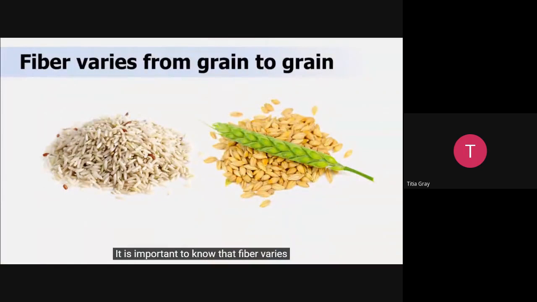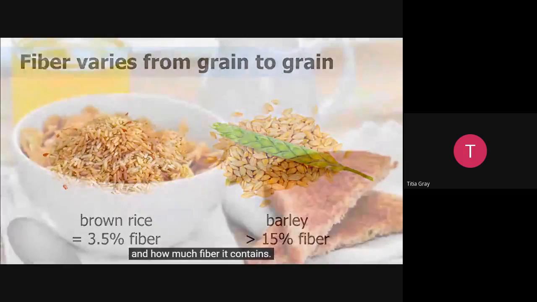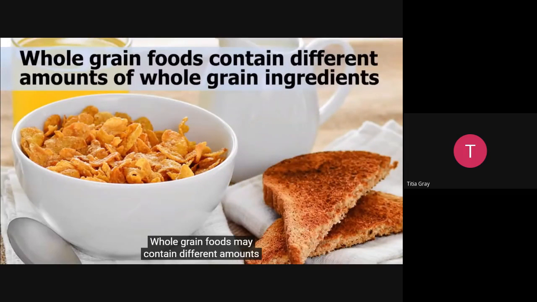It is important to note that fiber varies from grain to grain. For example, brown rice has 3.5% fiber, while barley and bulgur have over 15%. Both fiber and whole grains have been shown to have health benefits, but they are not interchangeable. Check the nutrition facts label to find out whether a product is made from whole grain and how much fiber it contains. Whole grain foods may contain different amounts of whole grain ingredients, but they all can count towards getting the recommended number of whole grain servings each day.